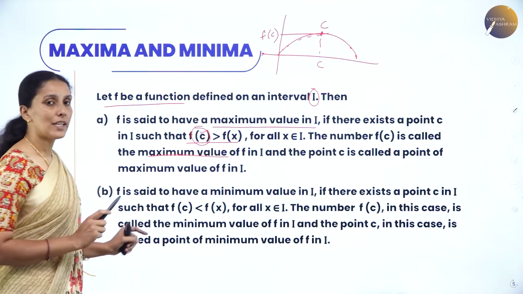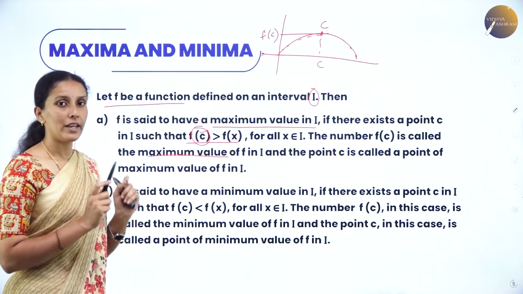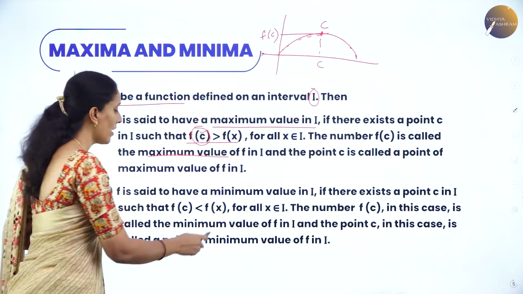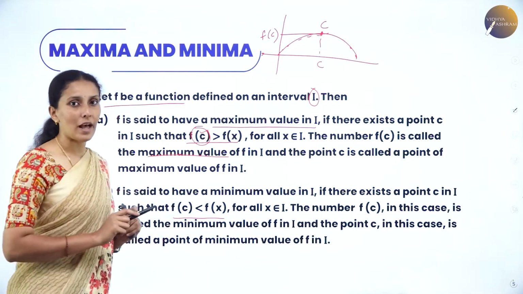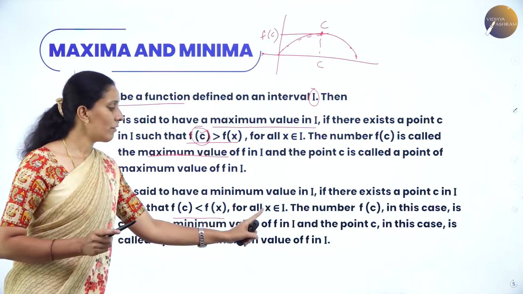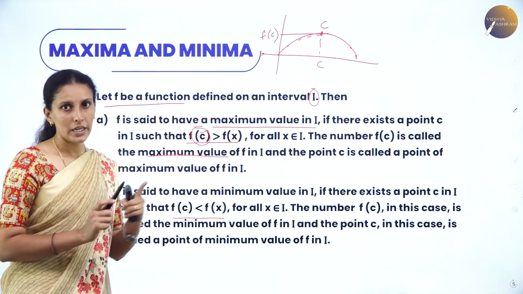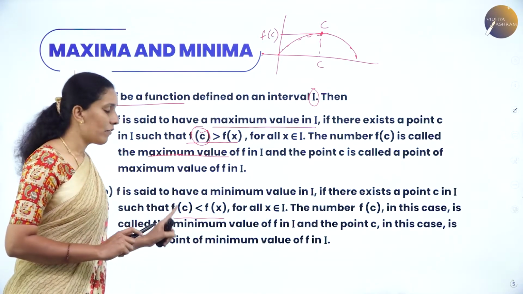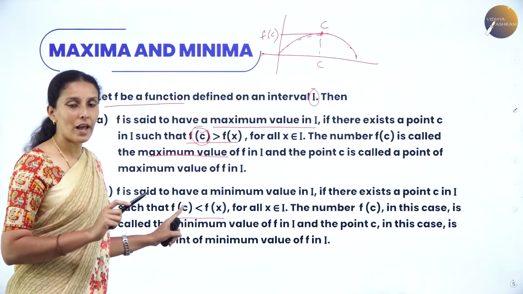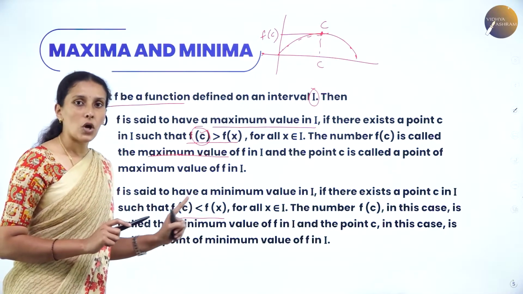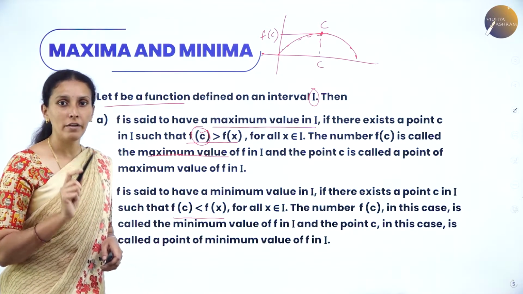Next, f is said to have a minimum value if there exists a point C such that f of C is the minimum value when compared to other values of x belonging to the interval. Then we say f of C is the minimum value and C is called the point of minimum value.